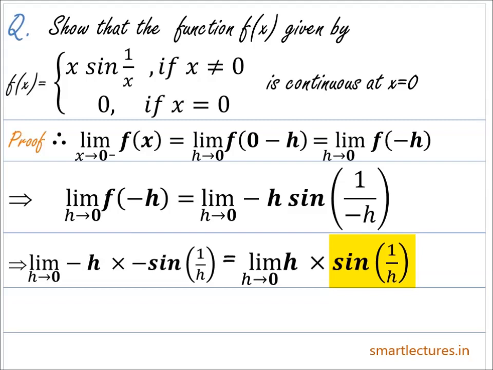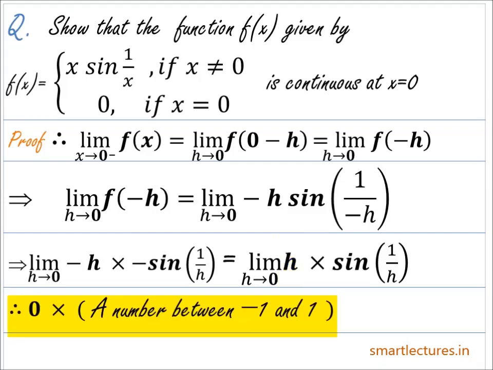So this limit can also be written as, now when h approaches 0, that means it's very close to 0, also it's equal to 0. So now this product can also be written as 0 into a number which lies between minus 1 and 1, and 0 multiplied by any finite number is equal to 0. So that means the left hand limit of this function at the point 0 is equal to 0.